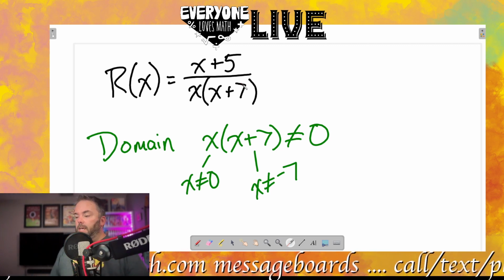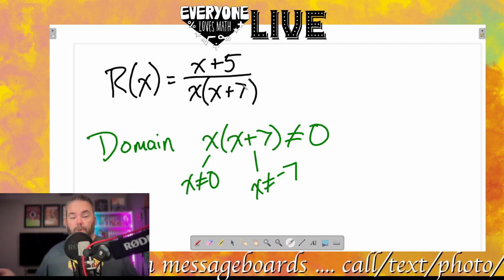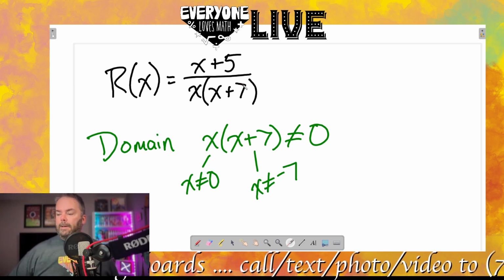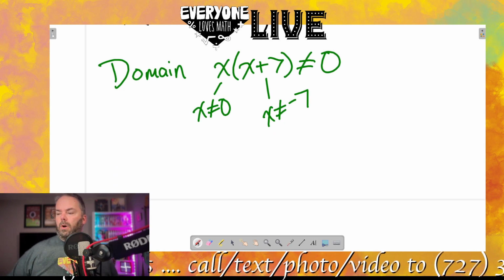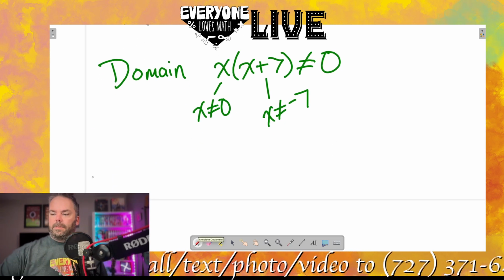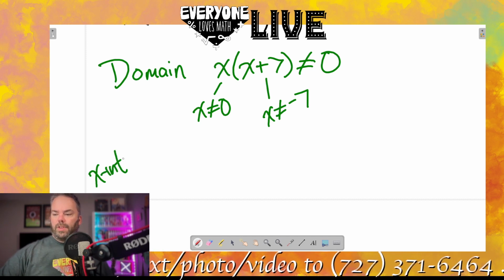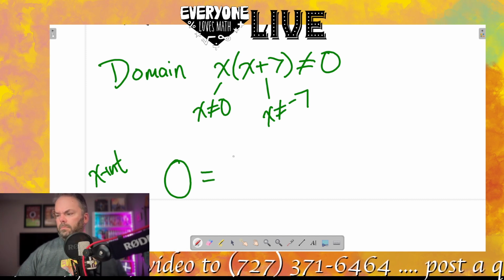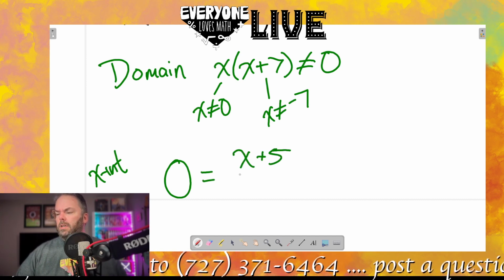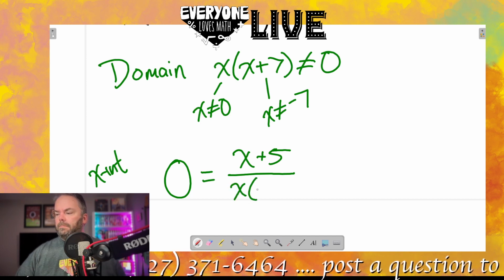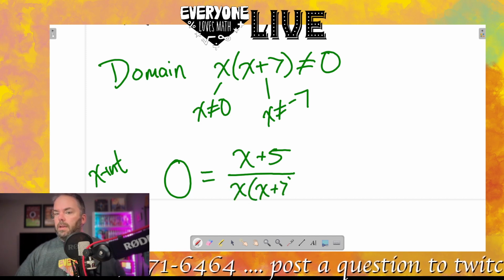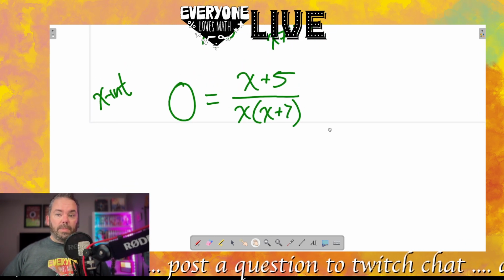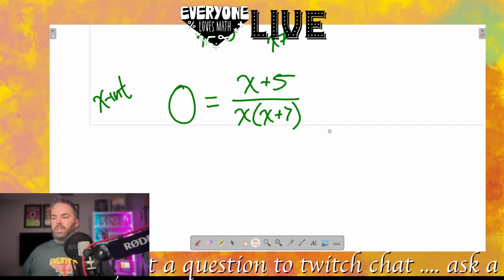All right, x and y intercepts. So we're going to find the y-intercept, put 0 in for x, find the x-intercept, put 0 in for y. Okay? So let's do it. So for the x-intercepts, we're going to set y equal to 0. So I'd write 0 equals x plus 5 over x times x plus 7. And by the way, what I'm doing eventually, you're going to be able to do in your head. I'm writing it out because I don't want to just say it all.